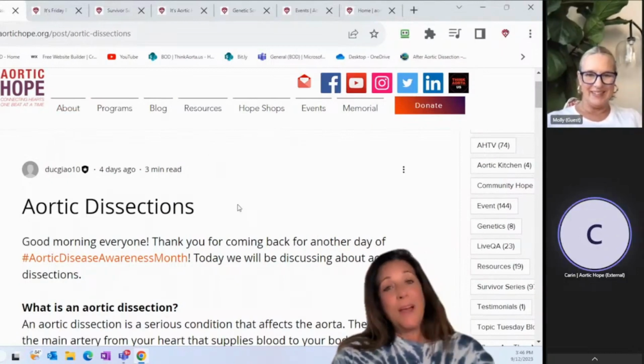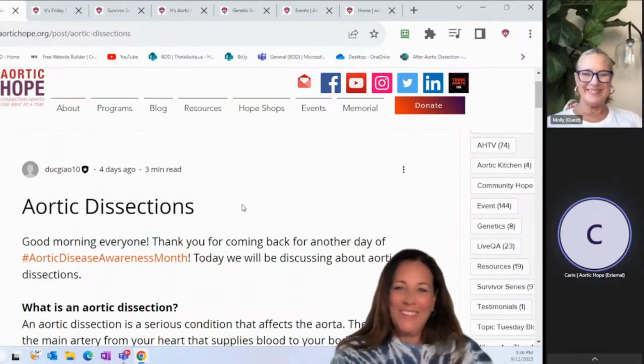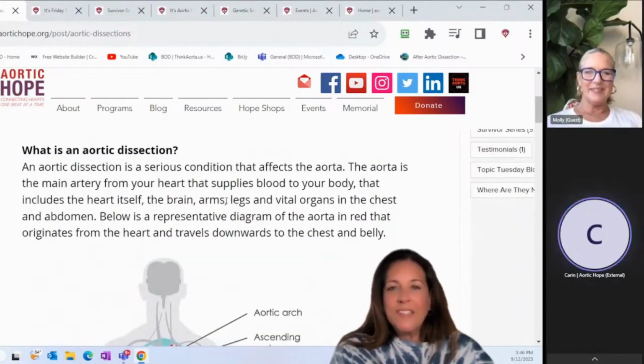All right, well then let me read about aortic dissections in a really nice, happy, non-war pathway. All right, aortic dissection. What is an aortic dissection?